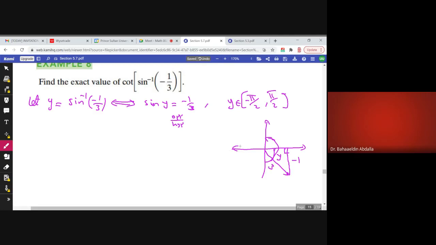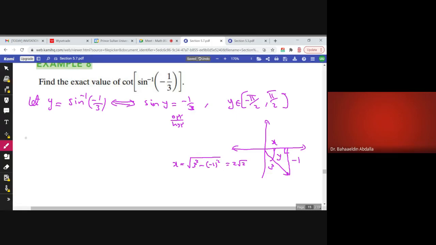So we need to find the adjacent side to y, this one. Let us call it x. Now, how do we find x using the Pythagorean theorem? x is the square root of 3 squared minus (-1) squared. So it would be 9 minus 1, which is 8, or 2 square root of 2.